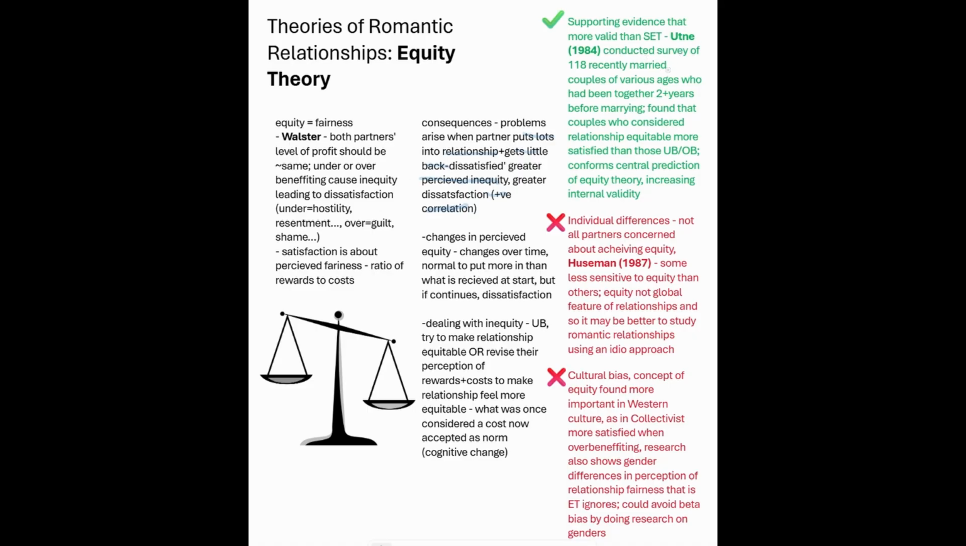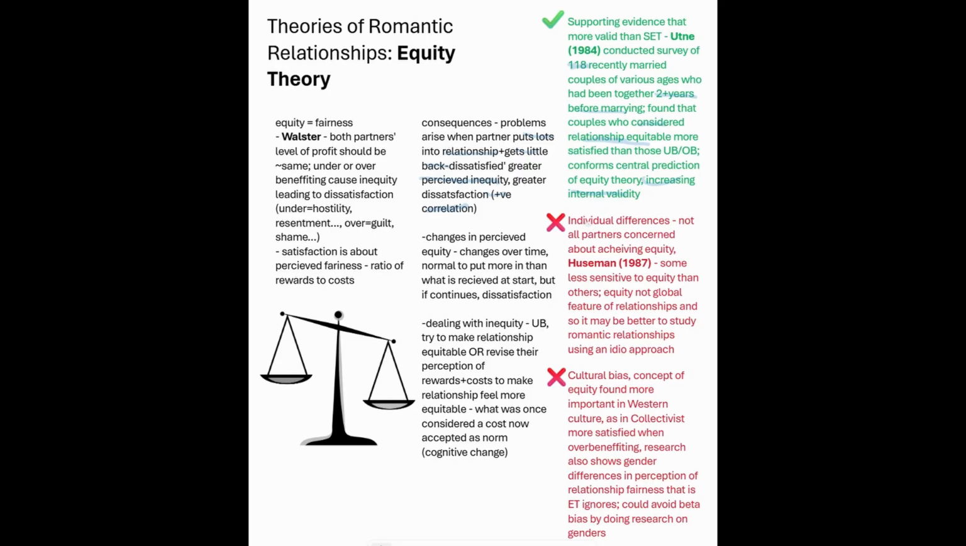Utne conducted a survey of 118 recently married couples of various ages who had been together 2+ years before marrying, and he found that couples who considered their relationships equitable were more satisfied than those who were under-benefiting or over-benefiting. This confirms the central prediction of equity theory, and therefore increases the internal validity of the theory.